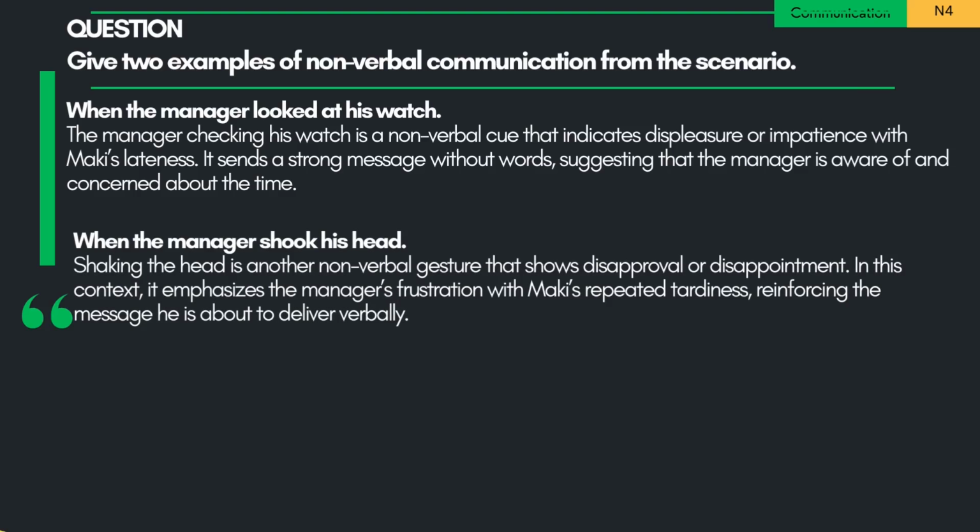2. When the manager shook his head. Shaking the head is another nonverbal gesture that shows disapproval or disappointment. In this context, it emphasizes the manager's frustration with Marky's repeated tardiness, reinforcing the message he is about to deliver verbally.